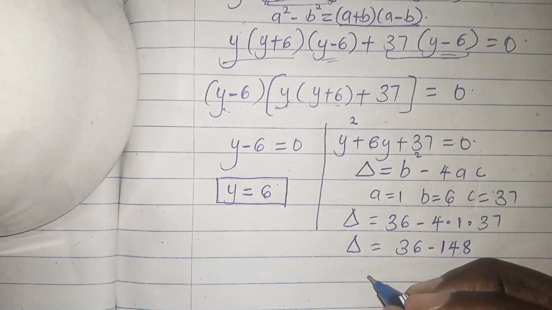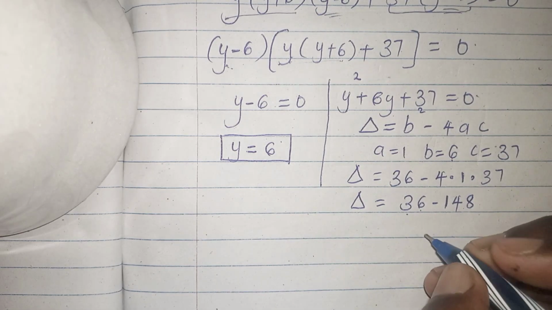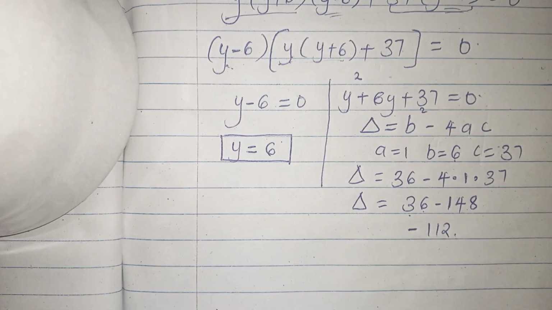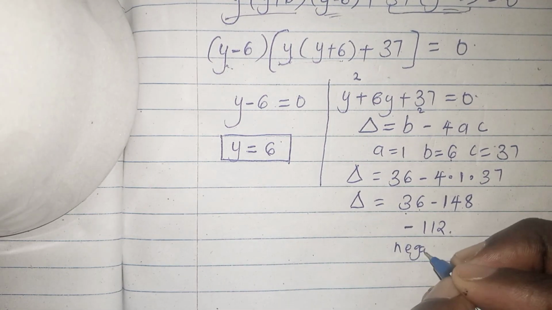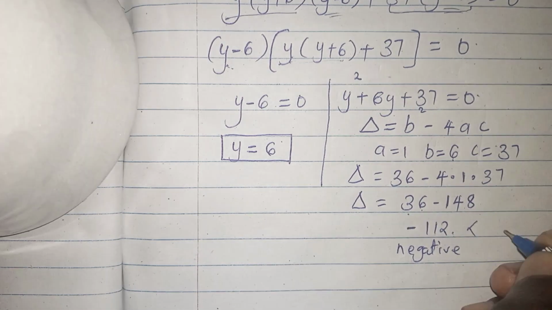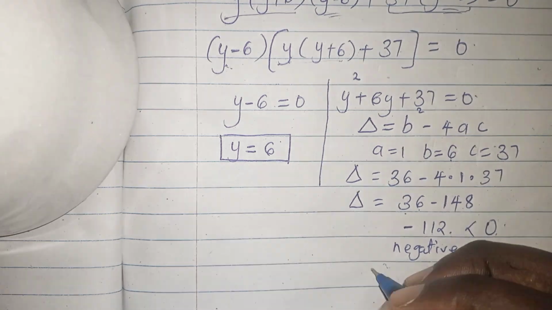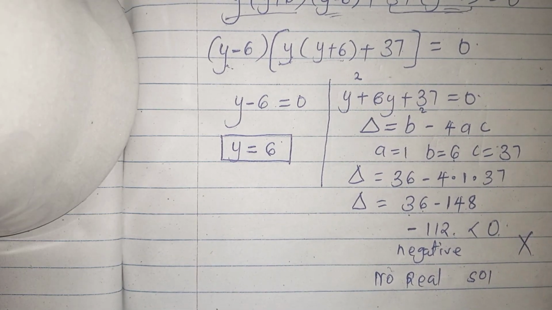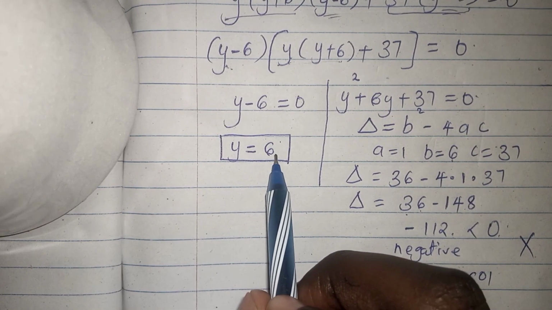So then 36 minus 148, this will definitely give us a negative. So this is negative 112. Negative 112 is already negative, so this is less than 0. This will not give us a real solution. So no real solution, so we shall reject this. So we have y is equal to 6.